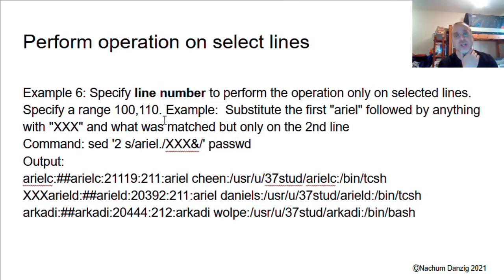What about if I want to perform an operation on a particular line? I can specify the line number to perform the operation on, or a range of numbers, like from 100 to 110. Here, substitute the first REL followed by anything with an X and what was matched, but only on the second line. So we're saying like this: sed 2s means on the second line, substitute REL with XXX and then whatever you found, REL. But it's REL dot, so it's REL plus anything. But only do the first one. There's no g here. So that's why this REL Daniels doesn't get changed, but the username gets changed. Okay, so that's a way of restricting it to a line number. Here I wrote just 2. I could have written 2,3, and then it would have been the second and third line.